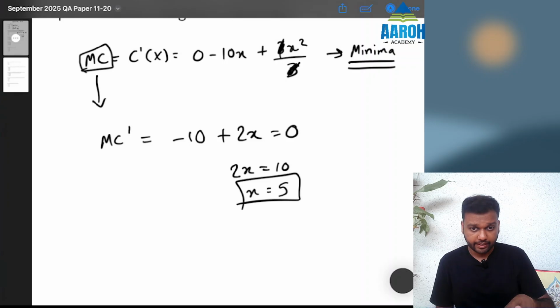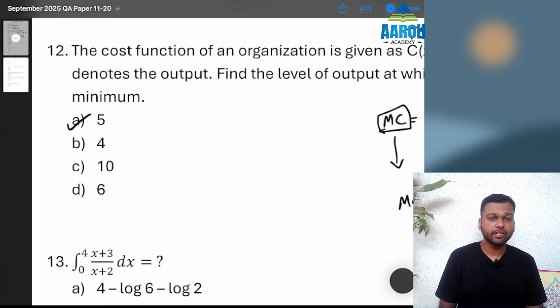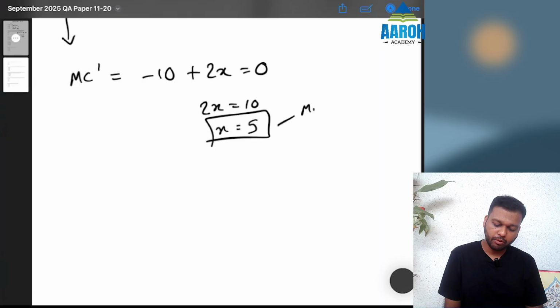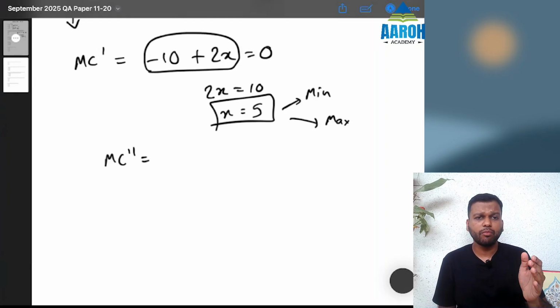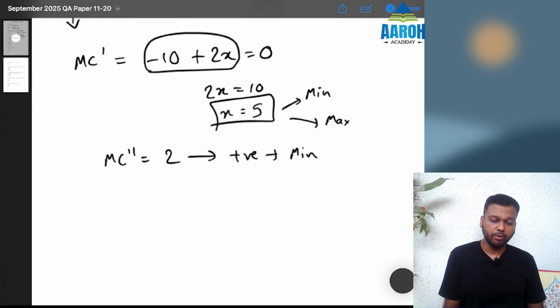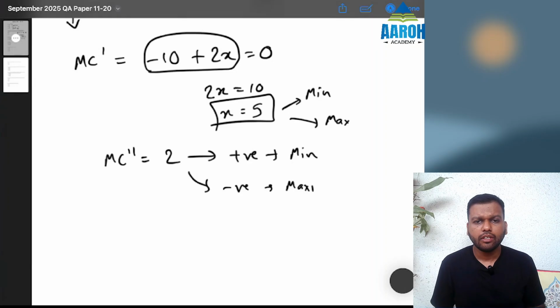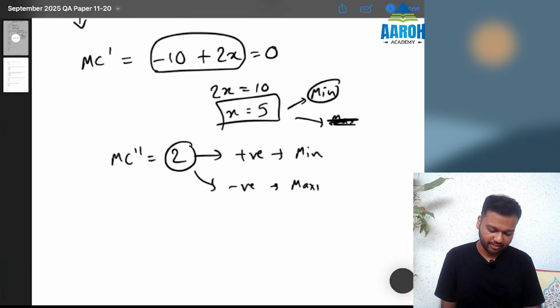This will be our answer in this case, but technically this can be either minimum or maximum. So see, in the exam you just take 5, which is the correct answer, but technically we have to test it. How do we test it? We take the derivative again, the second derivative. Minus 10, the derivative will be 0, plus 2x, so the derivative will be 2. If this is positive, then we have got a minimum. If this is negative, then we have got a maximum or maxima. So since this is positive, we have got minima and not maxima, so 5 is our correct answer.